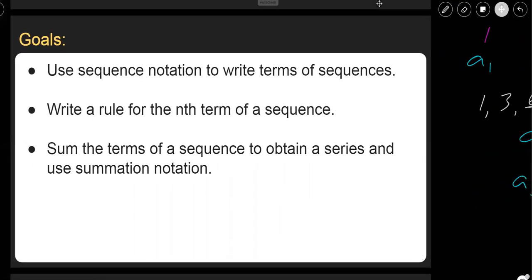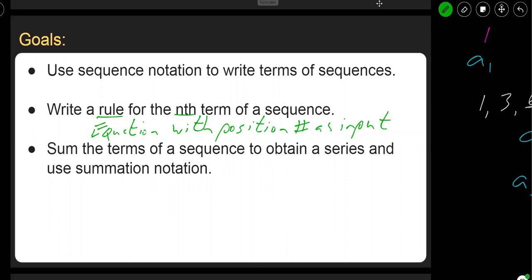And then we've got what are called rules. A rule is just a fancy name for the equation we use for the nth term of the sequence. So it's an equation with the position number as the input.